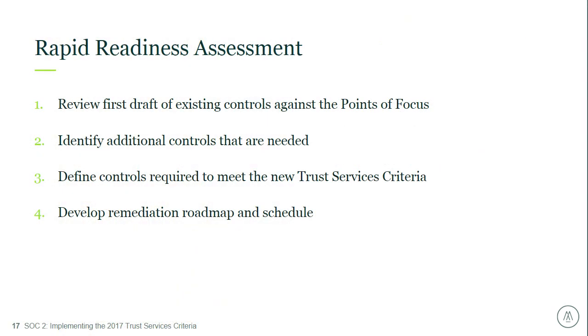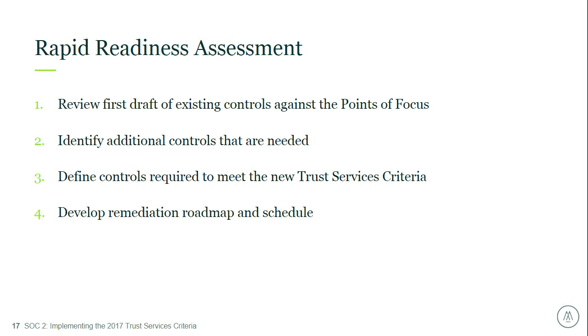The next step is to perform a rapid readiness assessment, which aligns pretty closely with the consolidation of the initial mapping that we just walked through. The consolidated set of controls should be reviewed against not just the specified criteria, but also the point of focus, and as Kim mentioned, is new for the 2017 Trust Services criteria. As a part of the review and remapping, the company will be able to identify any additional areas where new controls are necessary and work to define controls that are required to meet the new Trust Services criteria.